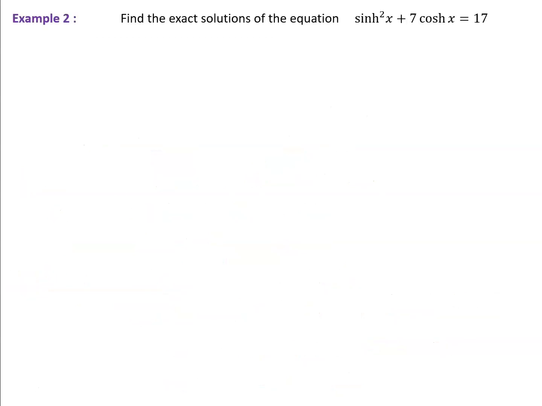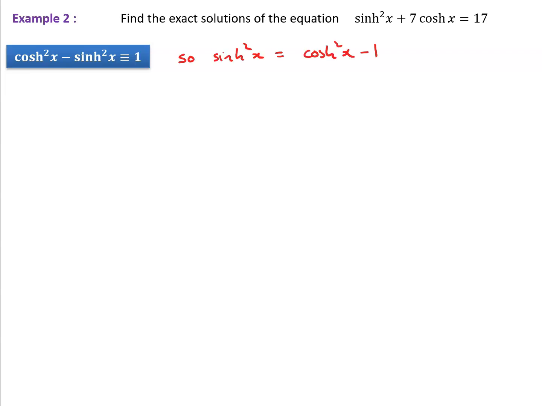The second example, we want to try and find the exact solutions of the equation sinh squared x plus 7 cosh x equals 17. And at this stage, the thing to do is to remember that we know that cosh squared x minus sinh squared x is always equal to 1. So rewriting that, we can say that sinh squared x is equal to cosh squared x, take away 1. And we can then eliminate the sinh x and get the whole equation in terms of cosh x.